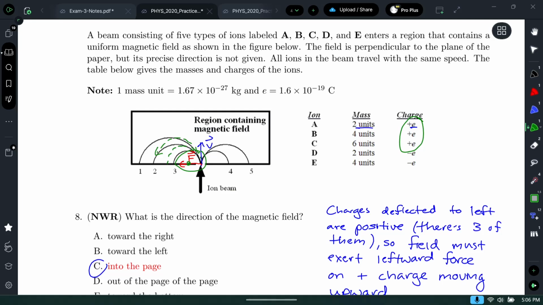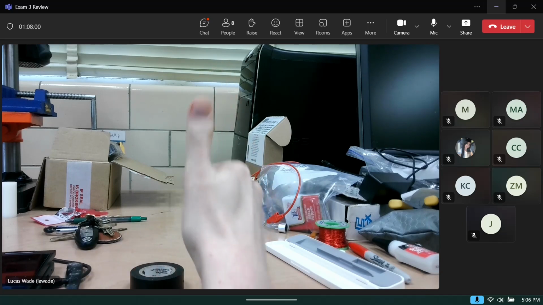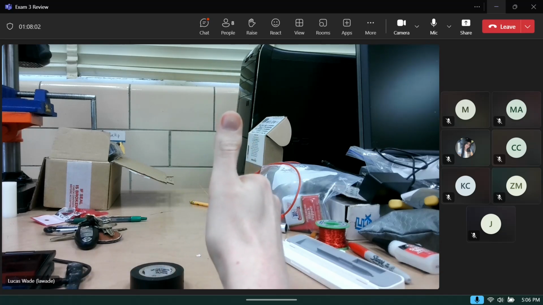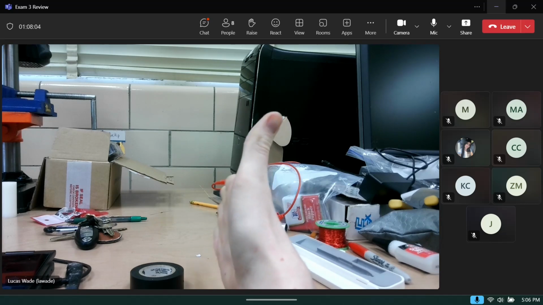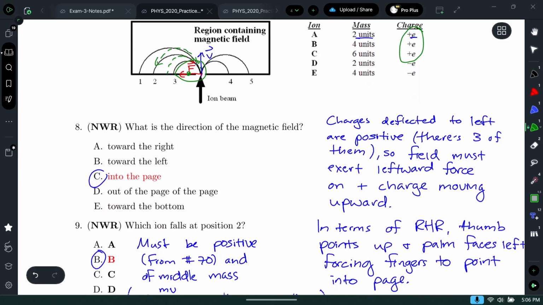So if I come back to this screen for a second, I know the charges are moving up, and in this case, I know which way my palm is facing. I know that it's to the left, and so I can see that my fingers point into the page, and that's why the answer is into the page.